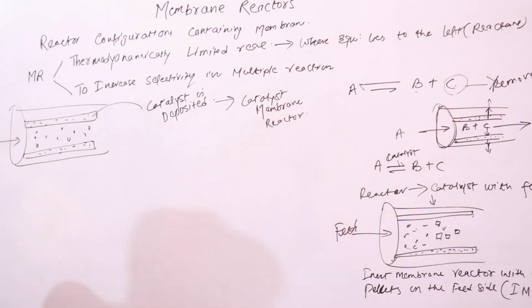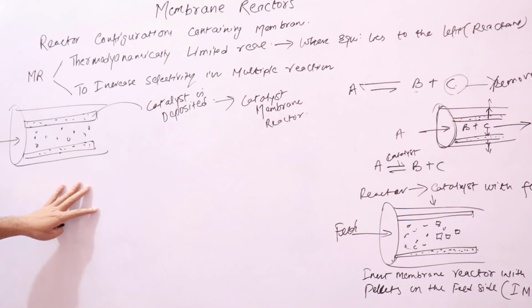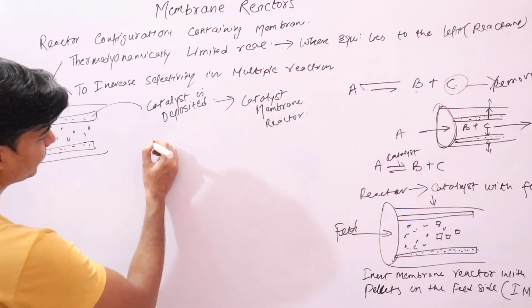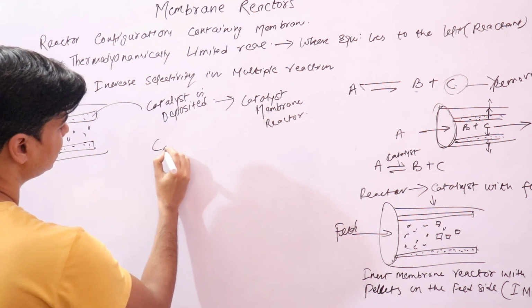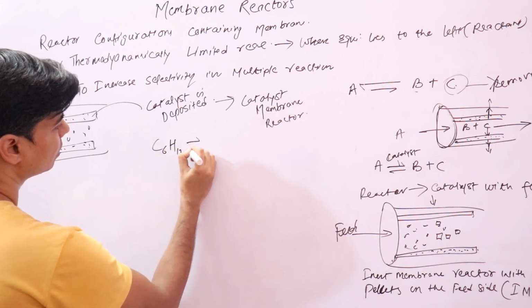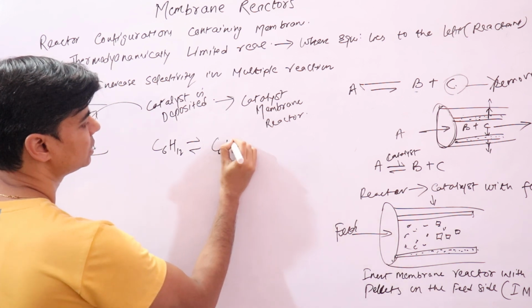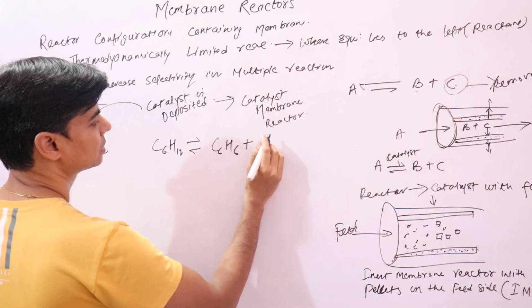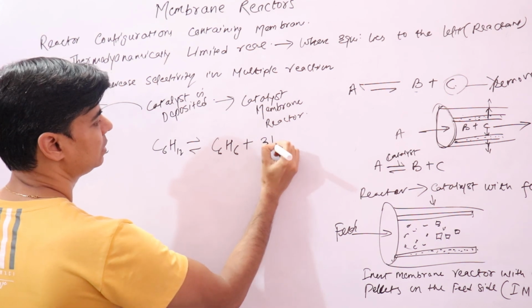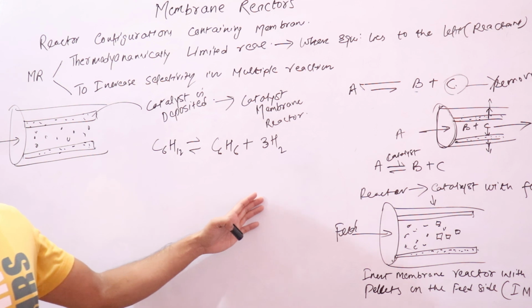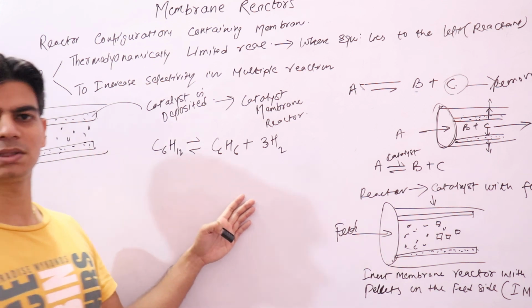This is your catalyst membrane reactor. I hope this is clear, right? Now let's take one example. The example is C6H12, right? This is a dehydrogenation reaction. It will form C6H6 plus 3 H2. Dehydrogenation reactions, that means reactions where hydrogen is getting removed.